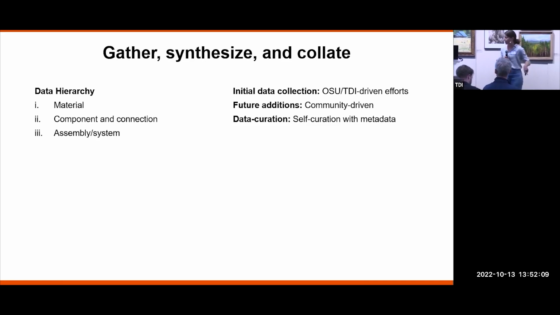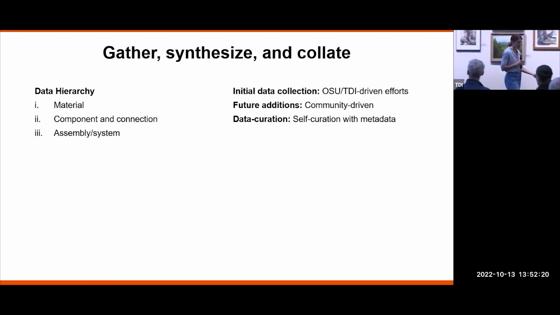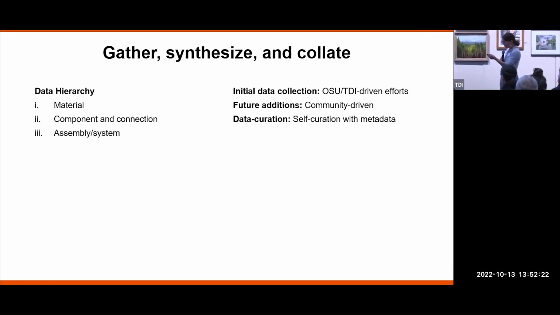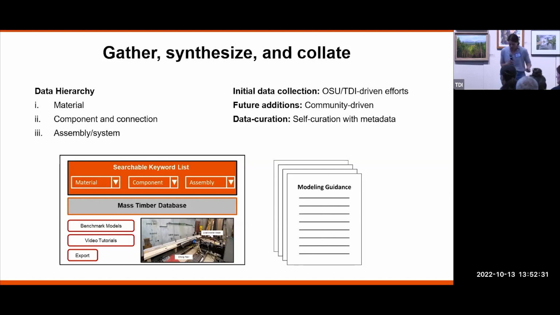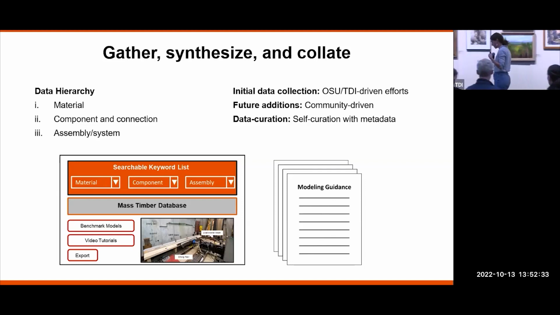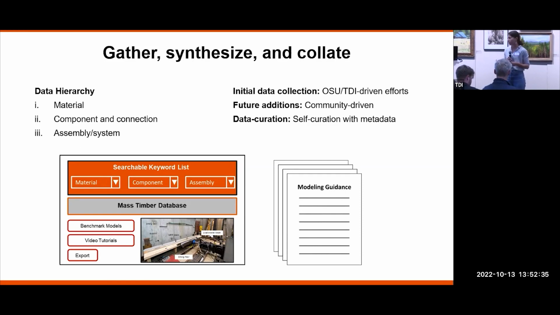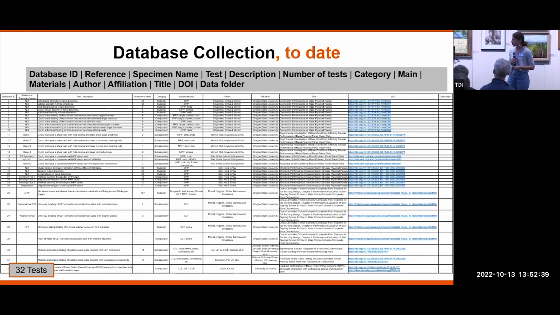And again, this initial data collection is really going to be sort of an Oregon State driven effort, but we're hoping that any future additions to it will be community driven. And so if you have done an experimental test and you want that data to be available, you would put it into this searchable open database of this experimental data. And ultimately, we're hoping that database will then lead to greater modeling guidance for these mass timber systems.